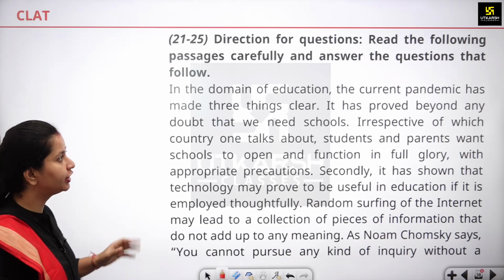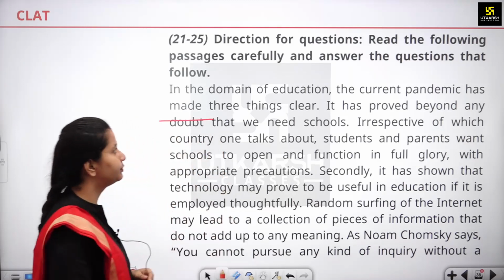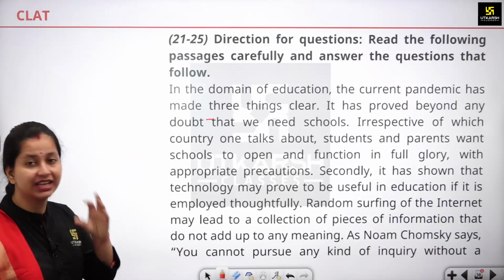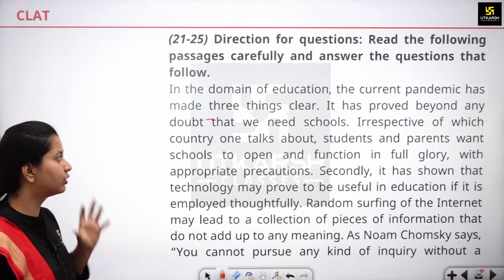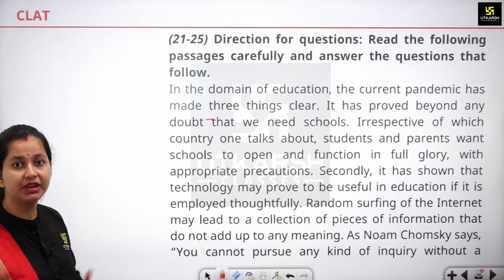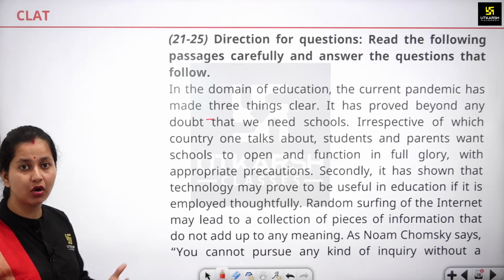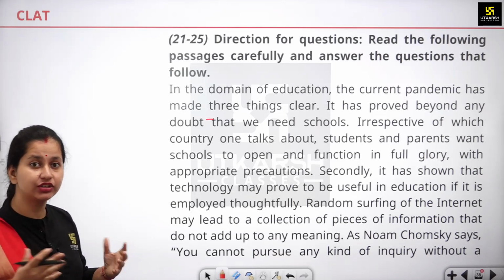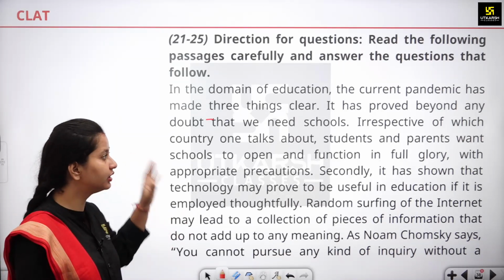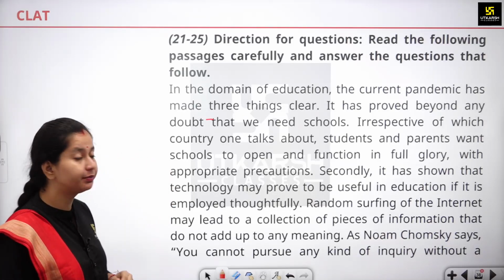So in the domain of education, the current pandemic has made three things clear. It has proved beyond any doubt that we need schools, irrespective of which country one talks about. Schools, students, parents want school to open and function in full glory. It means they want the schools to be functioning, their schools to be continuing in their full glory. It means school जैसे खुलती है, जैसे open होती है normally, सारी strength होती है student की. It want that all of us wanted the same at that time with appropriate precaution.